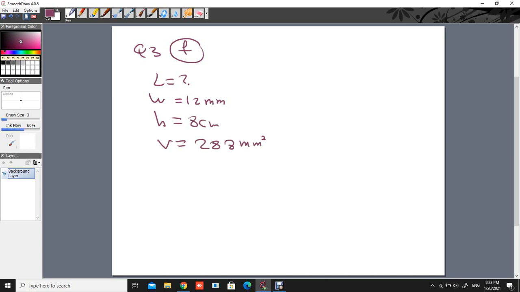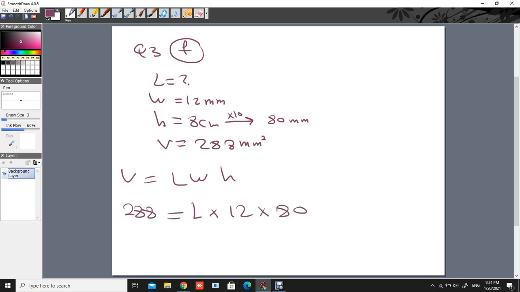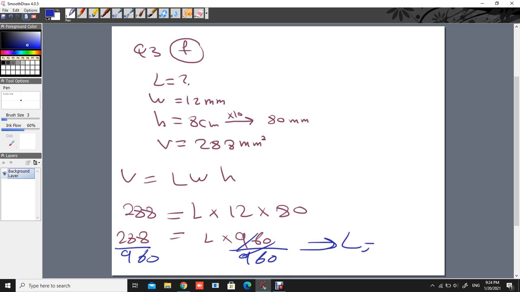Here we have 8 centimeter times 10 to get 80 millimeter. Now here the volume equals length times width times height. Now substitute the volume 288, length missing, the width 12, the height is 80. Now 12 times 80, this is 960 times L equals 288. Now it's an equation. Divide both sides by 960. 960 cancelled. So here L equals 288 over 960.